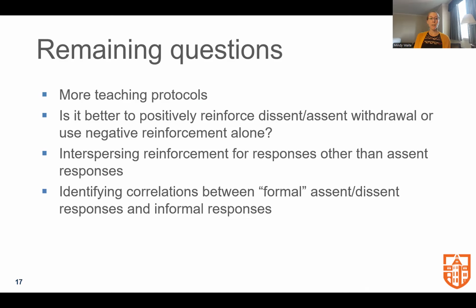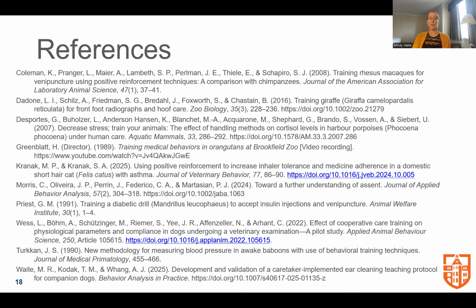And I haven't talked about this in this talk, but there are many ways to assent and dissent involving formal responses that are predefined, but also behaviors indicative of discomfort in the animal. And are there potentially correlations between whether an animal engages in our predefined responses versus whether they engage in these more informal responses indicative of their discomfort with the protocol?